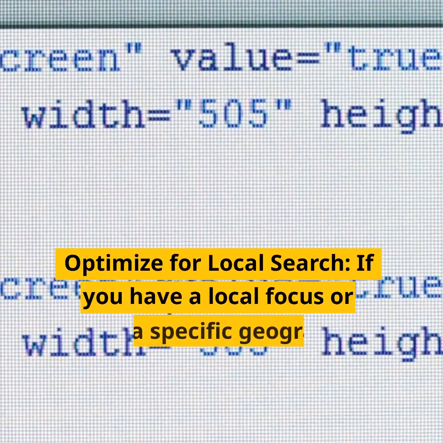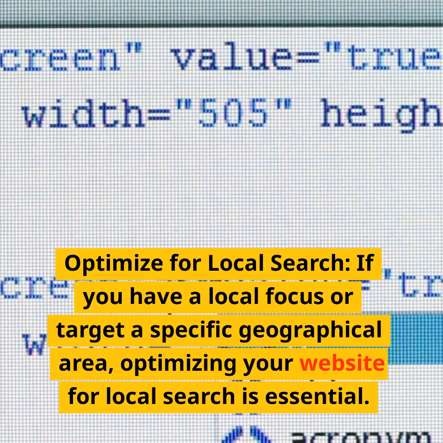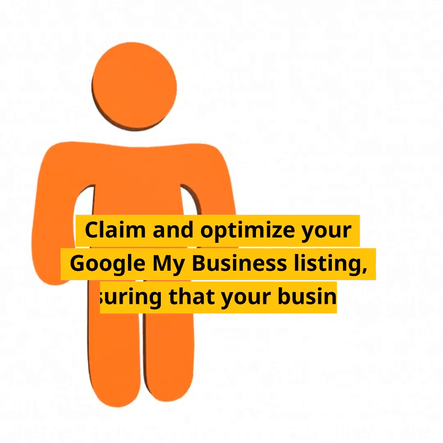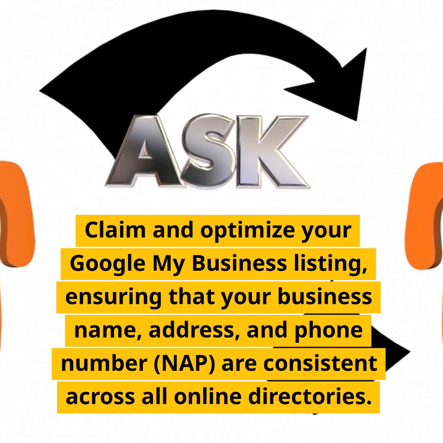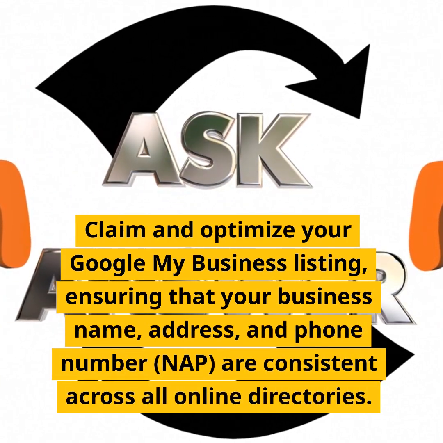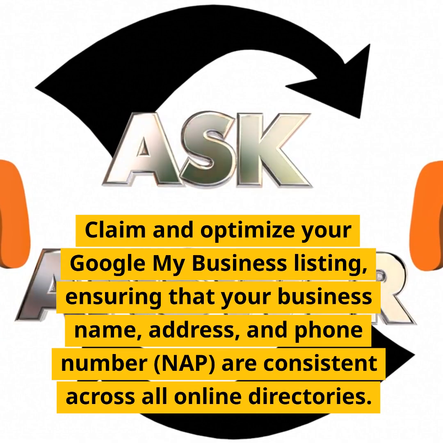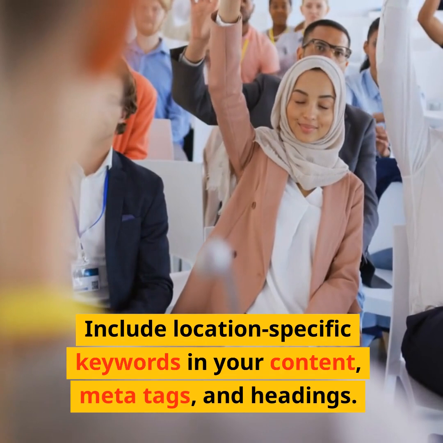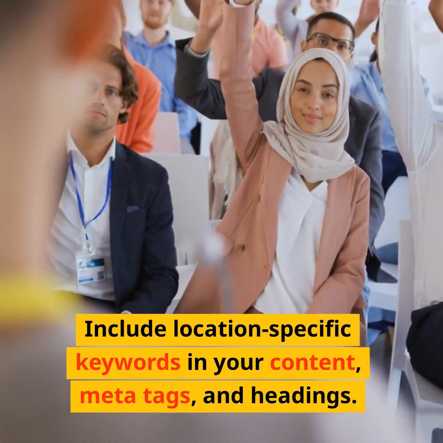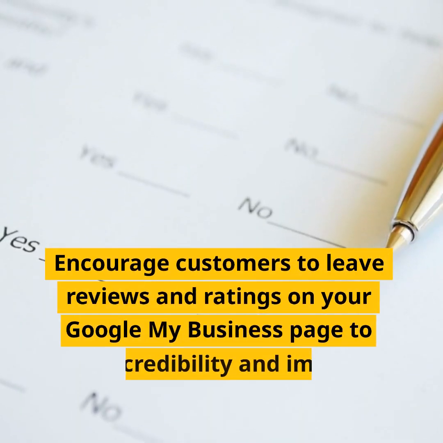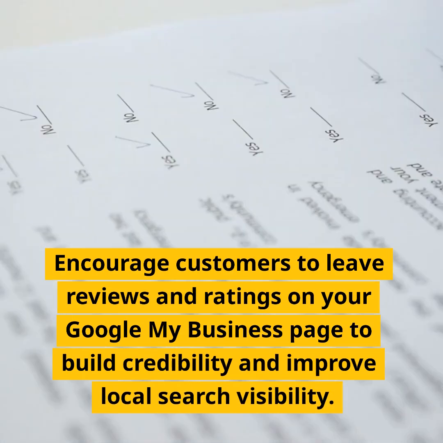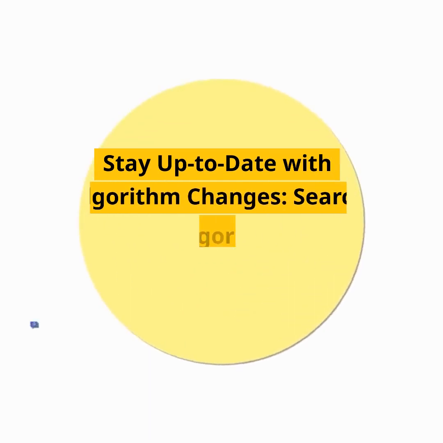Optimize for local search. If you have a local focus or target a specific geographical area, optimizing your website for local search is essential. Claim and optimize your Google My Business listing, ensuring that your business name, address, and phone number, NAP, are consistent across all online directories. Include location-specific keywords in your content, meta tags, and headings. Encourage customers to leave reviews and ratings on your Google My Business page to build credibility and improve local search visibility.